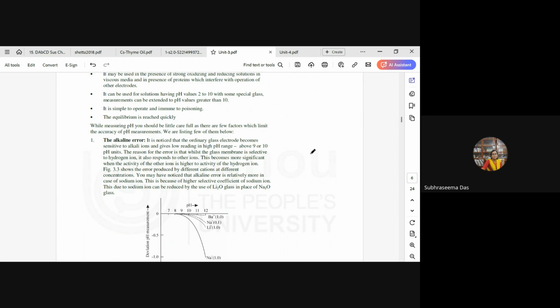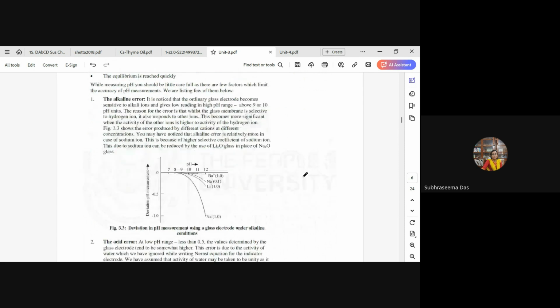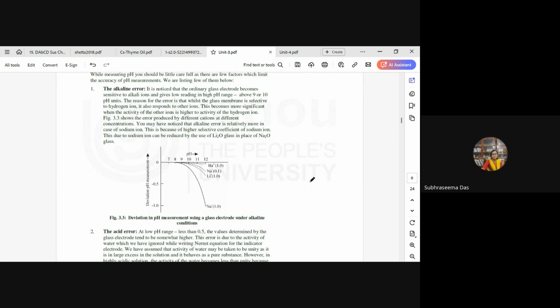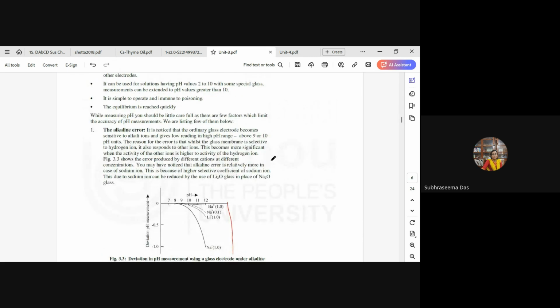The reason for this error is that the glass membrane is very selective to hydrogen ion, but it also responds, or is sensitive, to other ions. And this becomes more significant when the activity of the other ions is higher than the activity of the hydrogen ion. When we look at figure 3, it shows the deviation in pH measurement using a glass electrode under alkaline conditions. Here we can see as the pH moves from 9 to 12, the deviation for different ions, Na plus, Li plus.